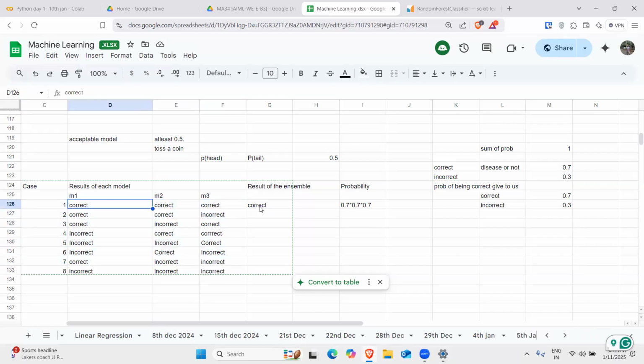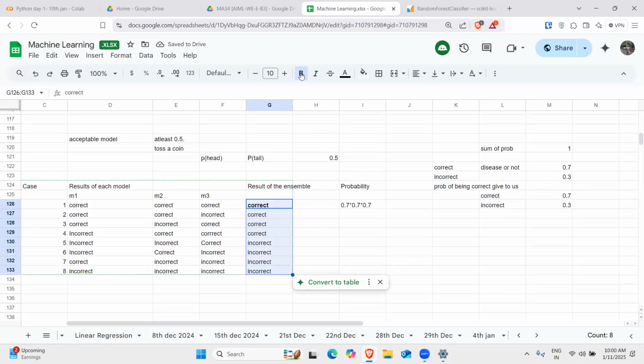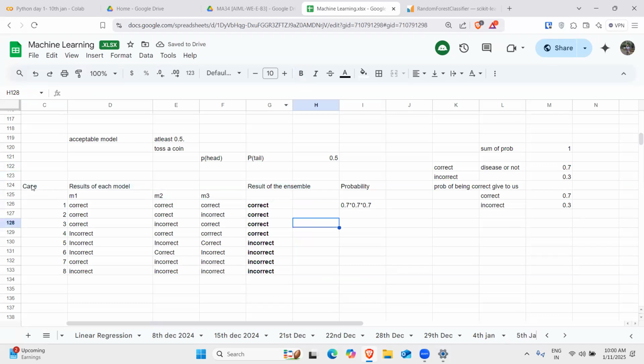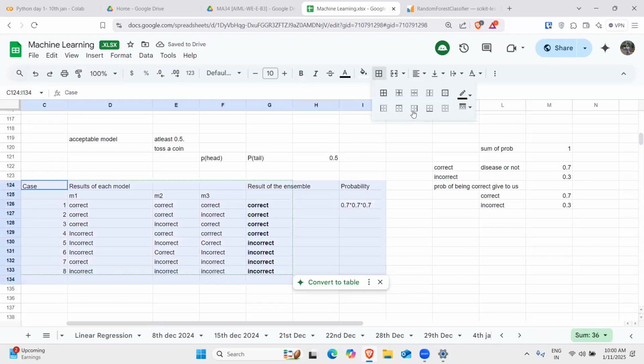So here this is correct, correct, majority goes for correct, right? This is correct, correct, 2 correct, majority goes for correct. Then here also majority goes for correct. Here also majority goes for correct. Here majority goes for incorrect. Here also majority goes for incorrect. And here also majority goes for incorrect. Right? The output basically, because we are taking the majority of the votes to finalize the final output. Right? So let's make a table. Let us make a table like this.